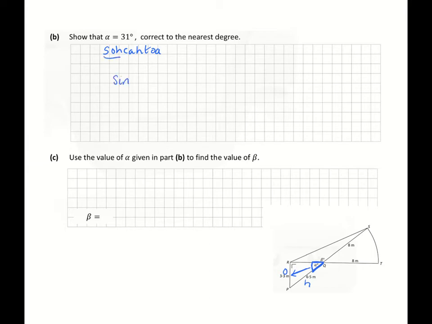So sine of alpha equals the opposite, 3.3, over the hypotenuse, 6.5. Now remember, if I want to find the inverse of sine, I use the shift button on the calculator and I get sine, and we write the inverse as to the power minus 1. 3.3 over 6.5. If you put that into the calculator, you get approximately 31 degrees.